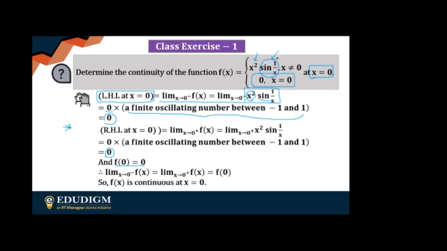When sin 1 by x was alone, it was oscillating. There was an oscillating discontinuity because it oscillates between -1 and 1. But here, since you have these things accompanied by x square, when x is approaching 0, x square is approaching 0, and it's getting multiplied by a finite number. So the ultimate answer is 0. It doesn't really matter what is there. At the end of the day, it's a finite quantity, so the entire result will be 0. This is a very interesting example that you should check out because we have already done sin 1 by x, which was not continuous.